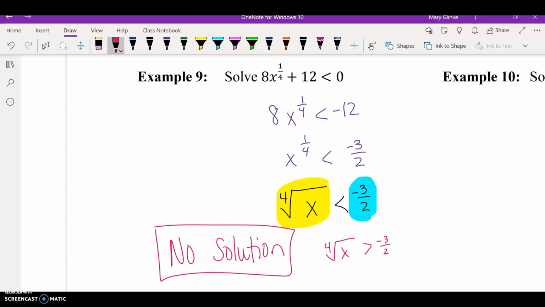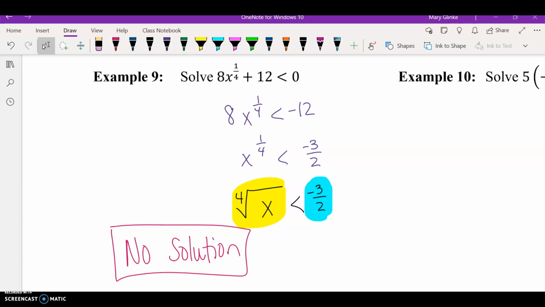And then you would go ahead and do your domain restriction and do the overlap of all real numbers and x is greater than or equal to 0. So there are some rare instances where you can take a look at the inequality and say, hey, that's not going to work. But if this were a cube root or a 5th root, you would have to keep on solving.